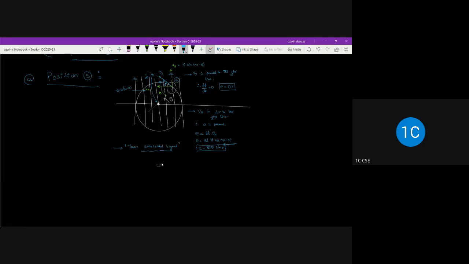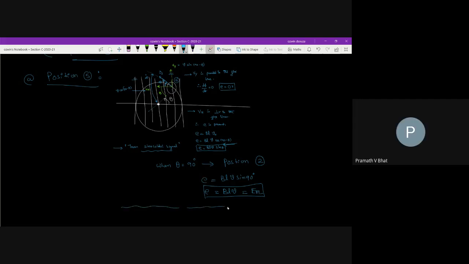In a sense, when theta is equal to 90 degrees, it is maximum, position 2. Yes, in position 2 the maximum EMF gets induced. So E becomes BLV sin 90, so E is equal to BLV, which is taken as Em. So the lesser the inclination angle, the lesser will be the induced EMF. The greater the inclination angle, the greater will be the induced EMF. Okay, sir. Thank you.